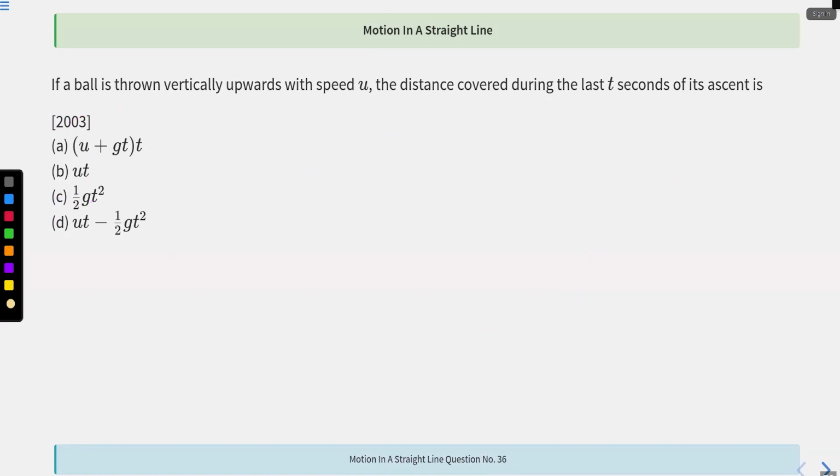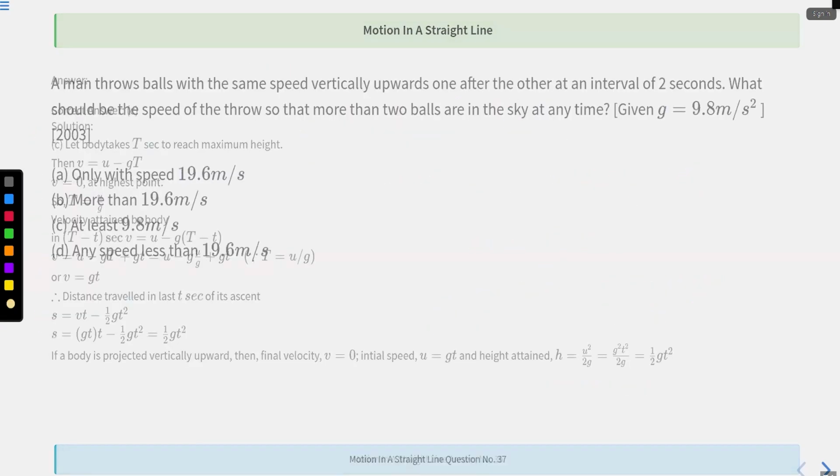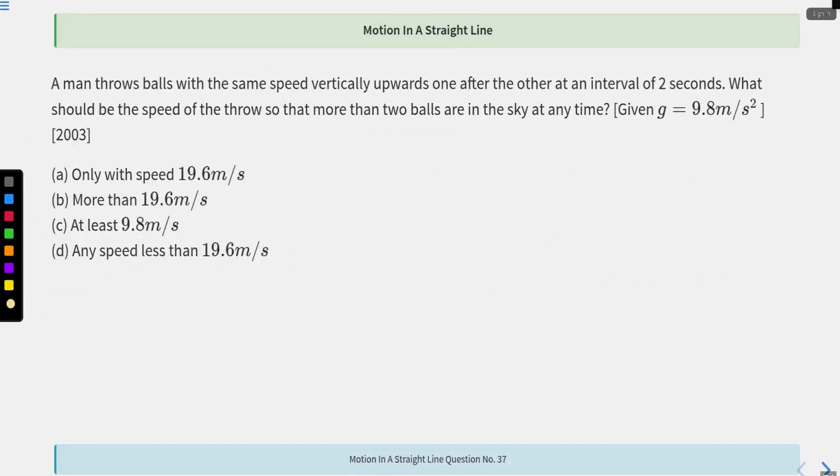Okay. Moving to the next question. A man throws a ball with the same speed vertically upwards, one after the other, in an interval of 2 seconds. What should be the speed of the throw so that more than two balls are in the sky at the same time?